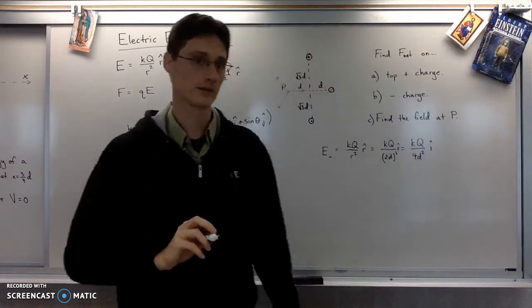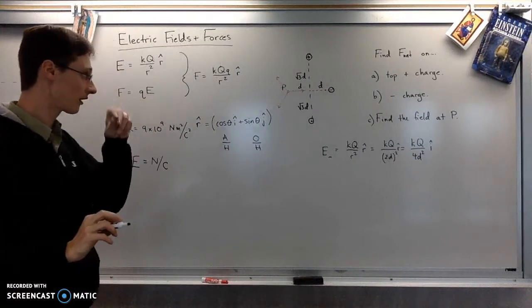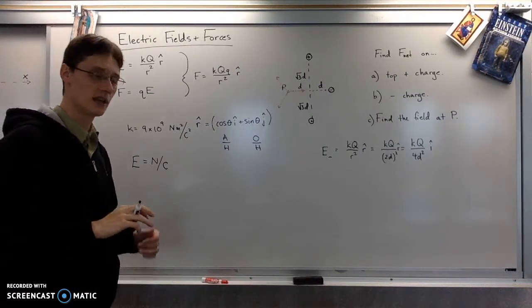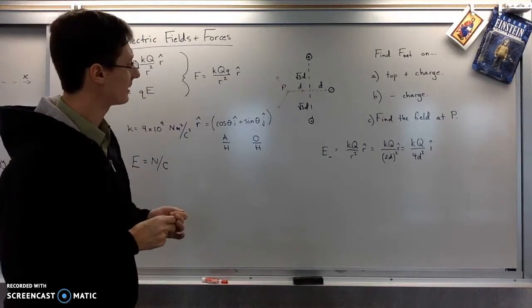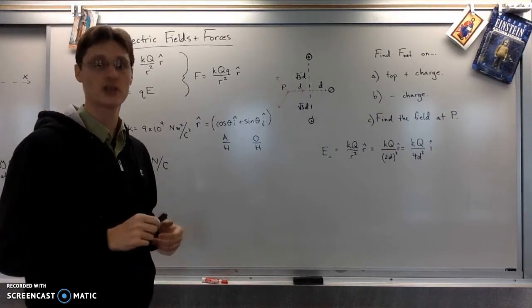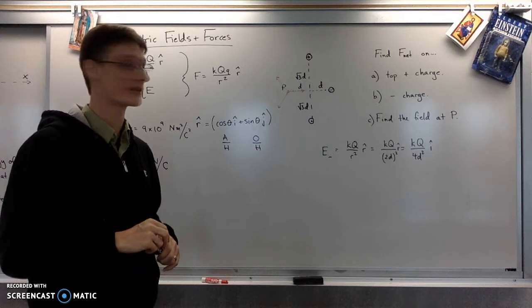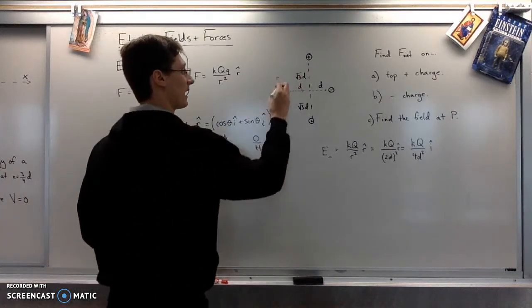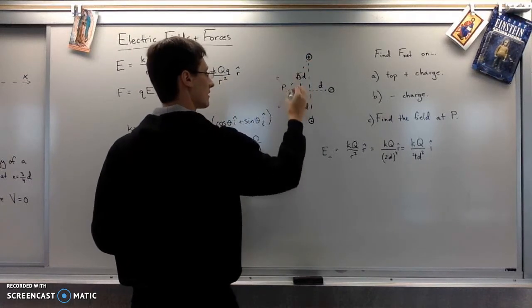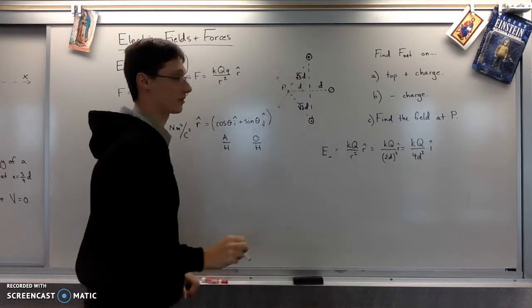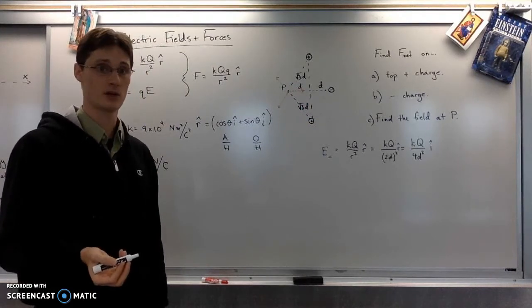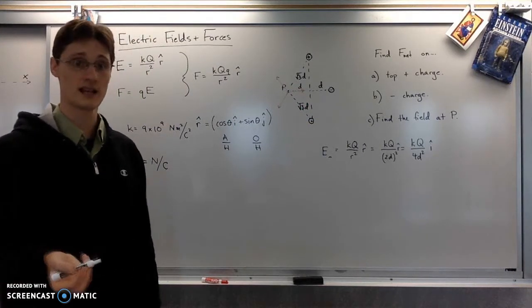Okay, so that one's done. All right, if I look at the fields from the two positive charges, the first thing that should leap out at me is one is up-ish and one is down-ish, which means that if those two are equal charges and these distances are the same, which according to the diagram they are, then that means that the j components of those two should cancel.